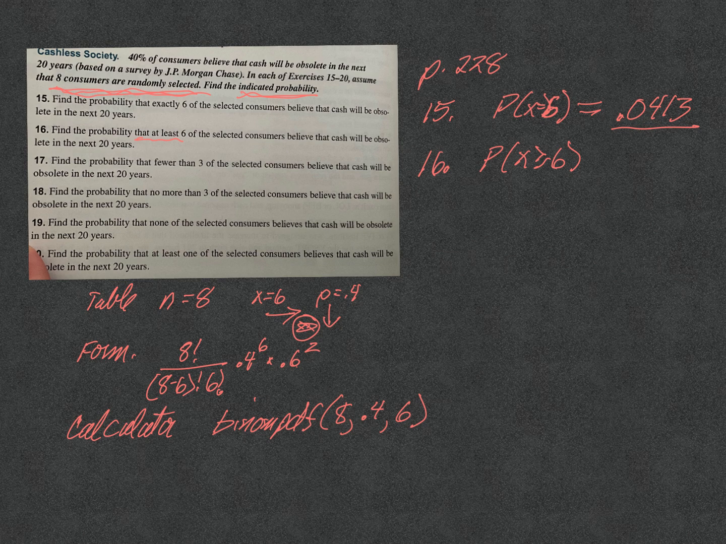Well, one way to do it is some students would say, oh, well, that's the probability that x equals 6 plus the probability that x equals 7 plus the probability that x equals 8. And they would just add those 3 up. And so they would get 3 values from the table, or they'd do the formula 3 times, or they'd use the calculator 3 times. And all of those would work.